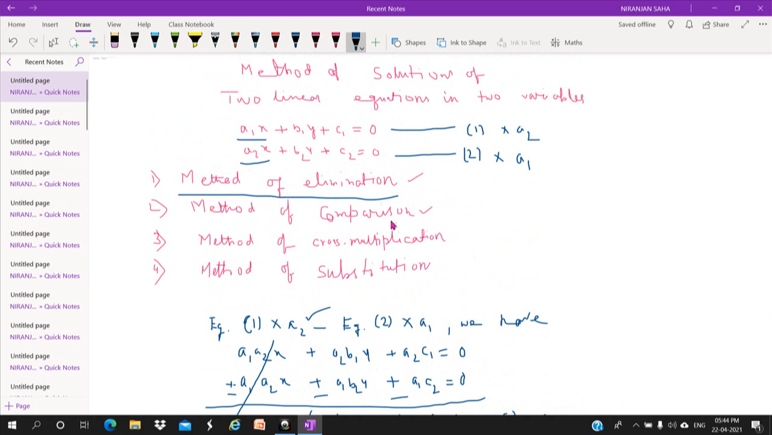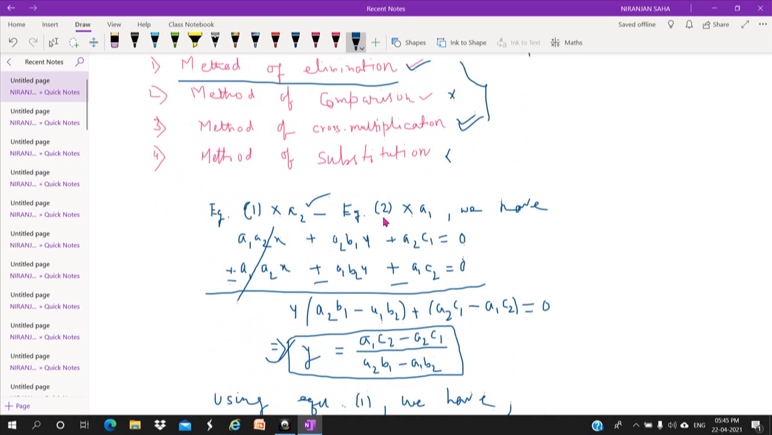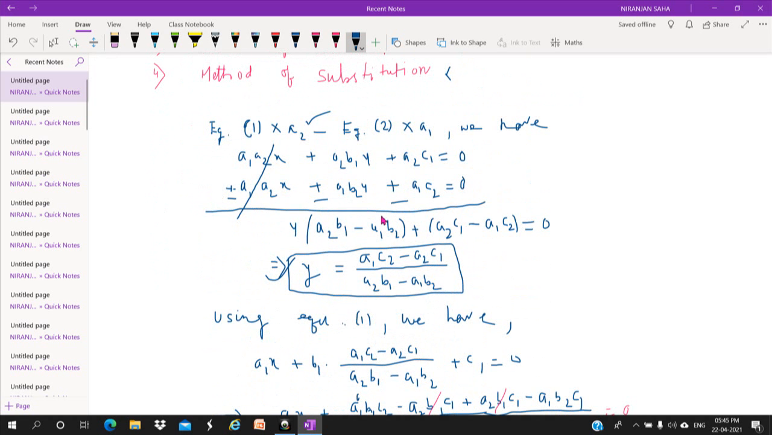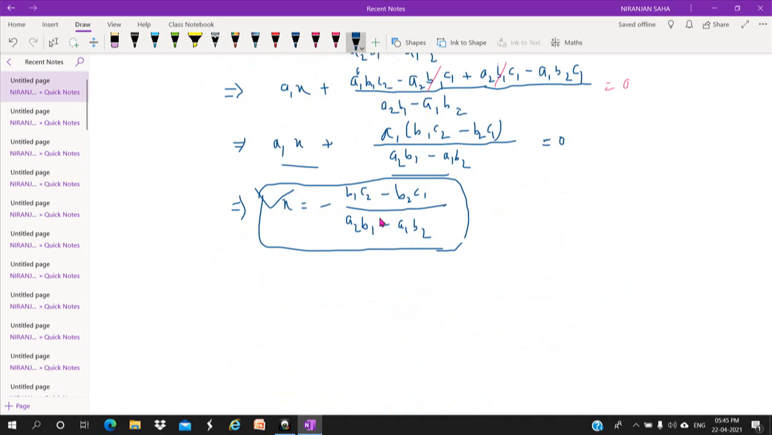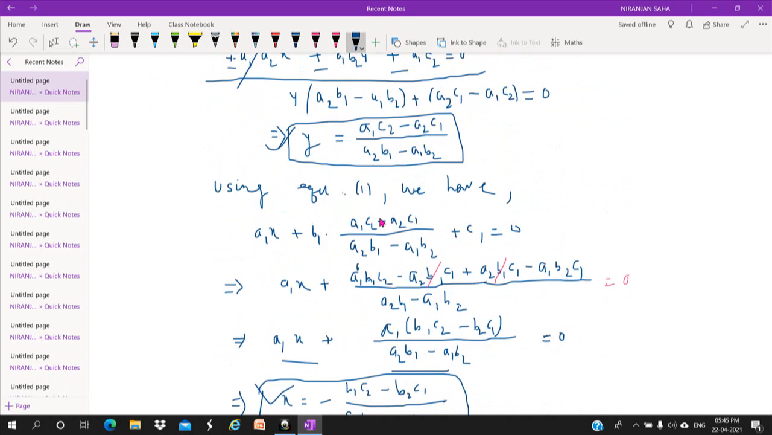Now we have the method of comparison. It is not widely used, and the method of substitution is not widely used. But the method of elimination is a very easy method. That's why it is commonly used at junior level, and at senior level, the method of cross multiplication is very widely used. So two methods I will discuss today. These are widely used. I have already discussed the method of elimination, and you have found out the value of x and y.